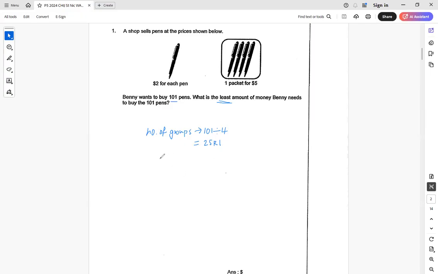Okay, so to find the cost of 25 groups, one group is $5, so 25 groups will be 25 times 5. That will give us 125. But do not forget, you have 1 pen remaining. So we have to add the cost of 1 pen, which is your $2 here. So 125 plus 2 will give us 127. So your answer for this question will be $127.